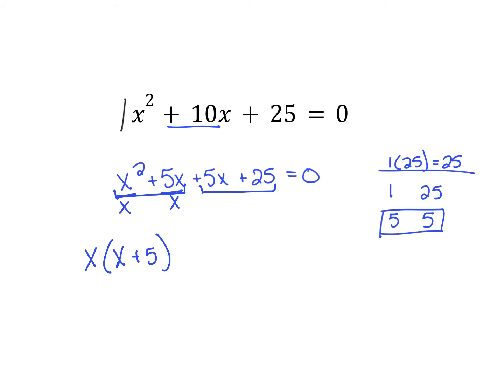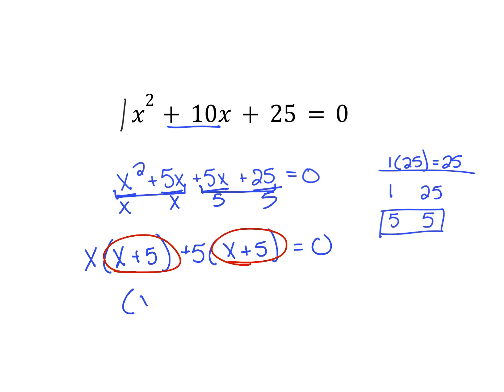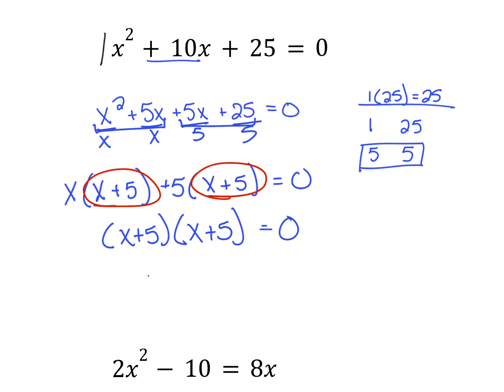And then we can look at the second group. I have 5x and 25. Those both have a 5 in common. So we're going to go ahead and factor out that 5 and then divide. That will give me x plus 5. And very exciting, those are the same. So we can rewrite it as x plus 5, and then outside of those circles, I have x plus 5. Okay, and that equals 0. Remember, we can also write this as x plus 5 to the second power because it is the exact same. You do not have to. So you could use either of these as your answer.